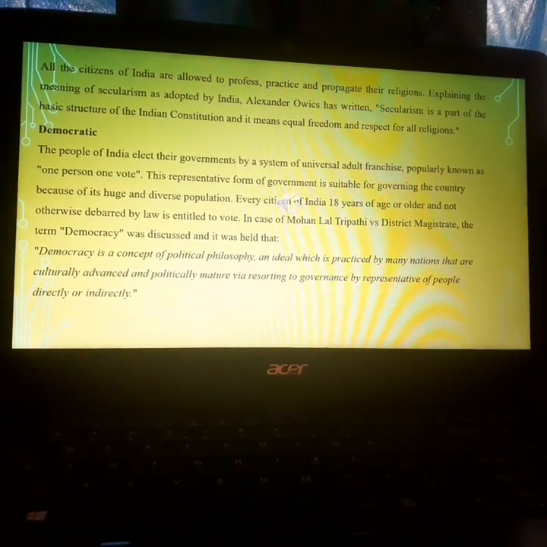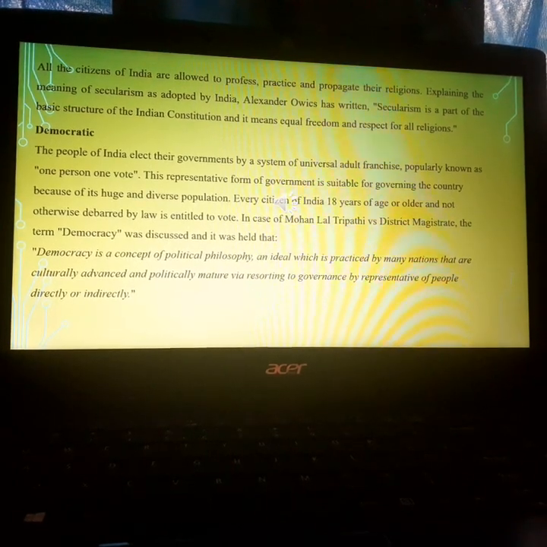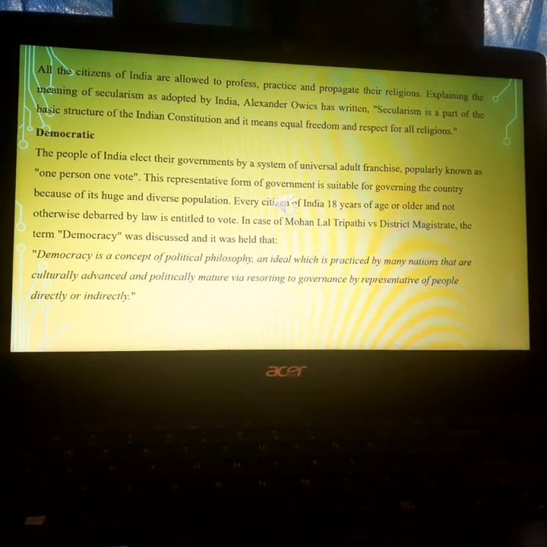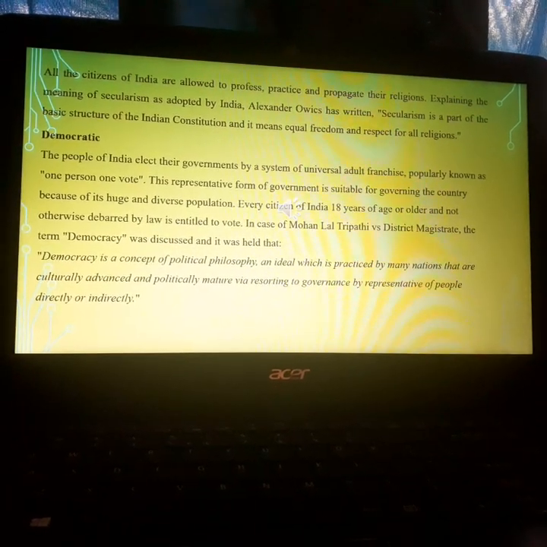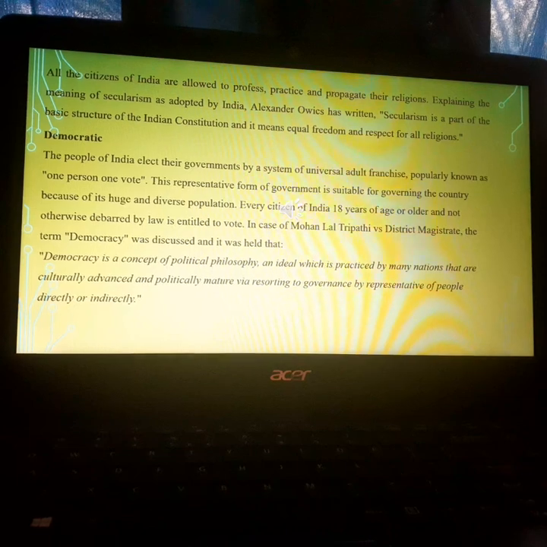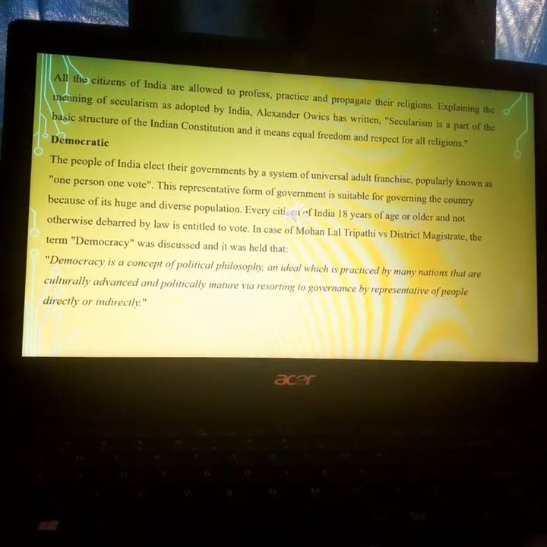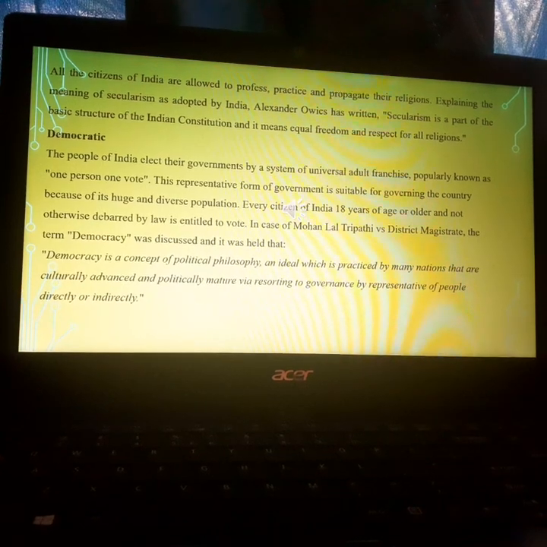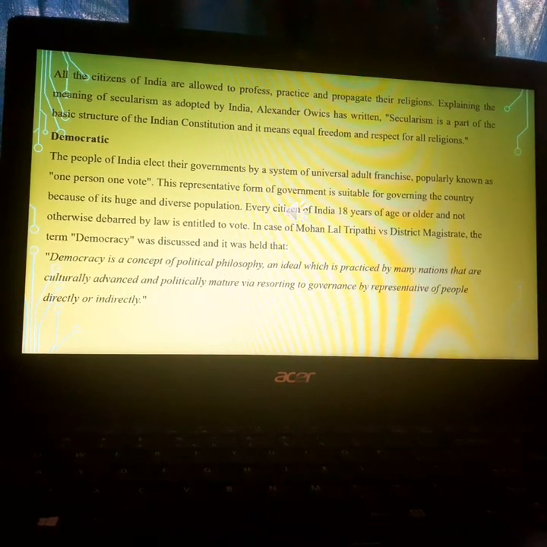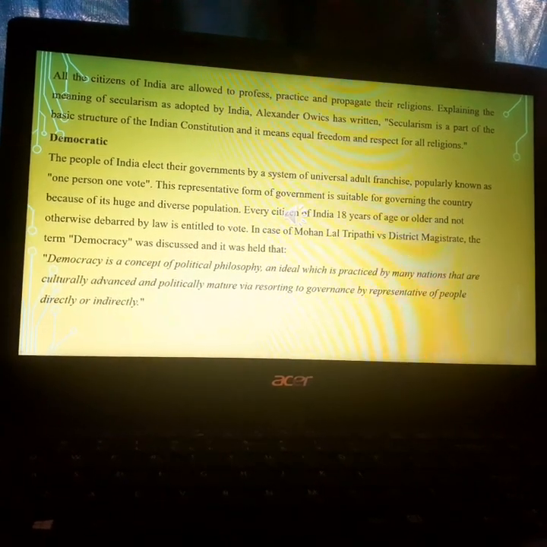Democratic. The people of India elect their governments by the system of universal adult franchise, popularly known as one person, one vote. This representative form of government is suitable for governing the country because of its huge and diverse population. Every citizen of India, 18 years of age or older and not otherwise debarred by law, is entitled to vote.